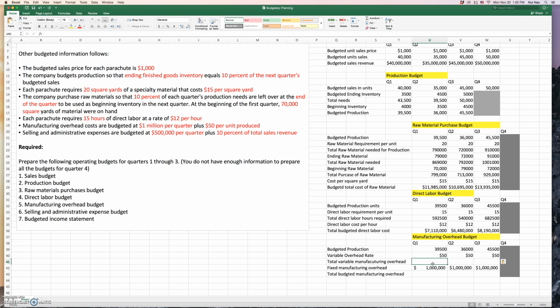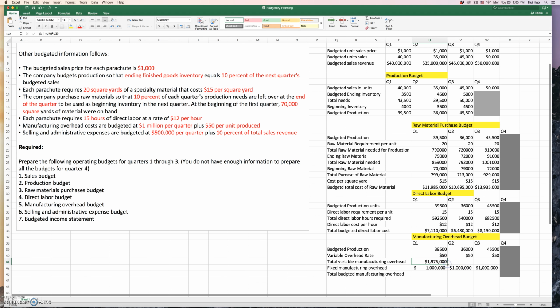And so we know the rate for the overhead, and we know the production units, so we can calculate the total variable overhead. It is 50 times the production requirement for quarter one, and we get $1,795,000 as a variable cost for quarter one.